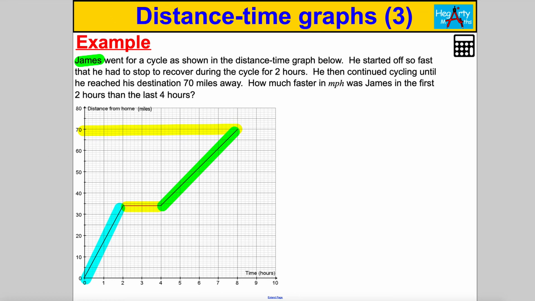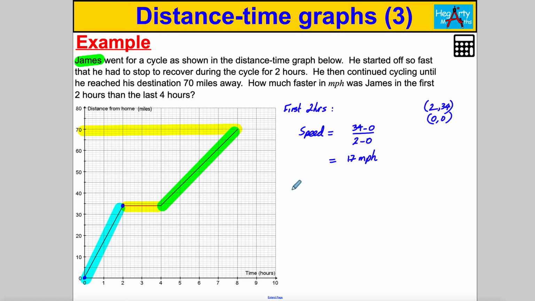We need to work out the speed for each section. So let's do the first 2 hours. Let's write our coordinates. He starts at 0, 0, and he ends at 2 hours, and this is at 34. So 34 miles there. So his speed in this particular case will be the gradient, which is difference in y's, 34 take away 0, over difference in x's, 2 take away 0, which will give us 17 miles per hour.